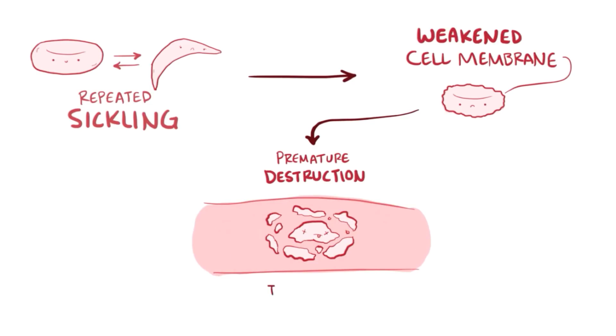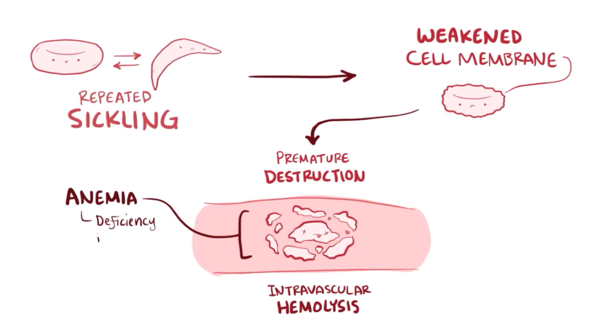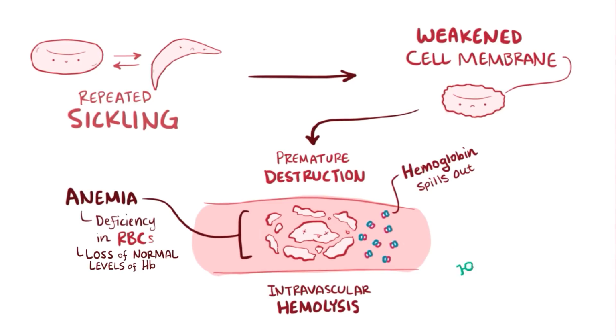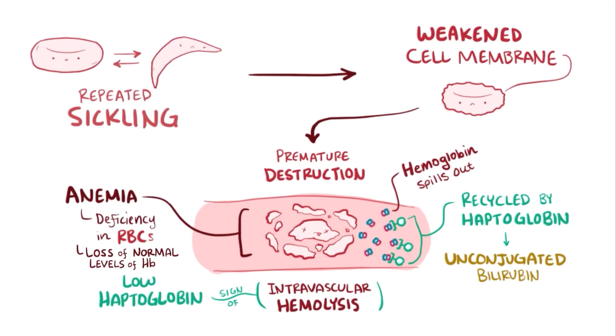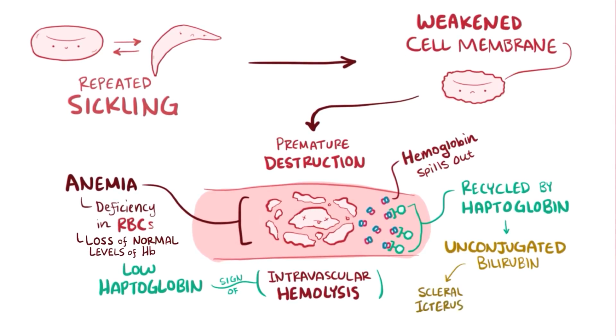Since this happens within the vasculature, it's called intravascular hemolysis. This destruction of red blood cells not only leads to anemia, which is a deficiency in red blood cells or loss of the normal levels of hemoglobin, but also means a lot of hemoglobin spilling out. Free hemoglobin in the plasma is bound by a molecule called haptoglobin and gets recycled, which is why a low haptoglobin level is a sign of intravascular hemolysis. Recycling of that heme group yields unconjugated bilirubin, which at high concentration can cause scleral icterus, jaundice, and bilirubin gallstones.